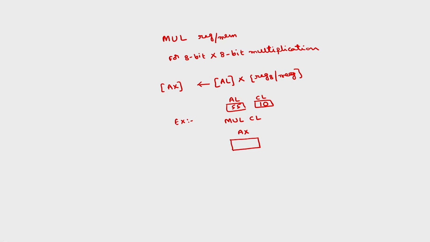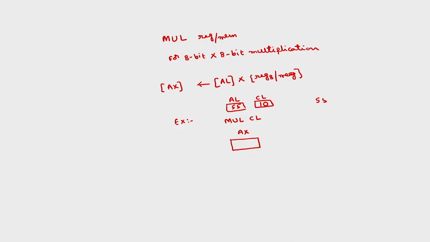We can directly perform the hexadecimal multiplication, or otherwise convert these numbers into decimal, perform the multiplication in decimal, and convert the result back to hexadecimal. So, 55 hexadecimal is equivalent to 5 into 16 plus 5, which is equal to 85 decimal. 10H is 16 decimal. If I multiply 85 by 16, 1360 is the decimal value.